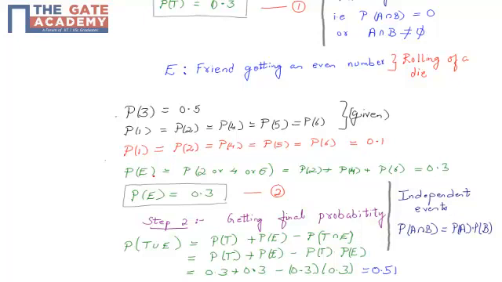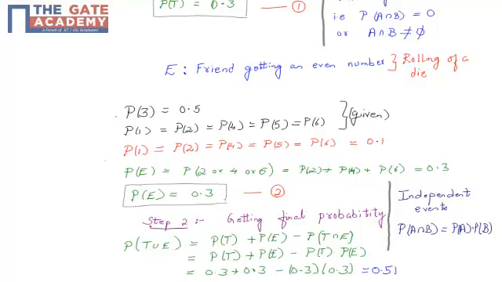Now probability of E, that is my friend getting an even number, would be equal to probability of getting either 2 or 4 or 6, that is probability of 2 plus probability of 4 plus probability of 6. Since all these events are mutually exclusive, we do not consider the intersection between any of these events, which would result from over here. I can say that this equation would be equal to 0.3. Hence I would say that probability of E is equal to 0.3, relation number 2.